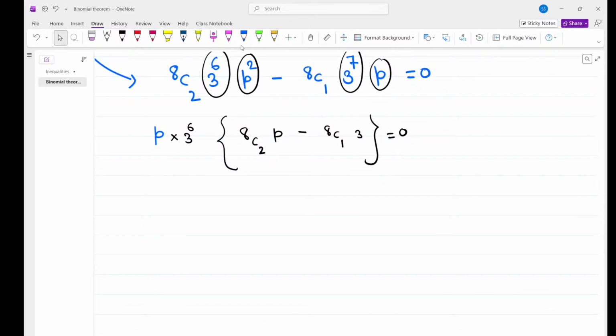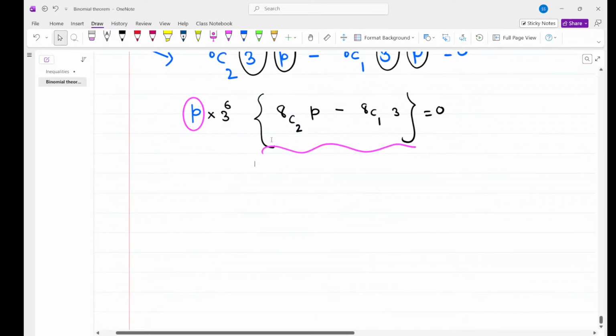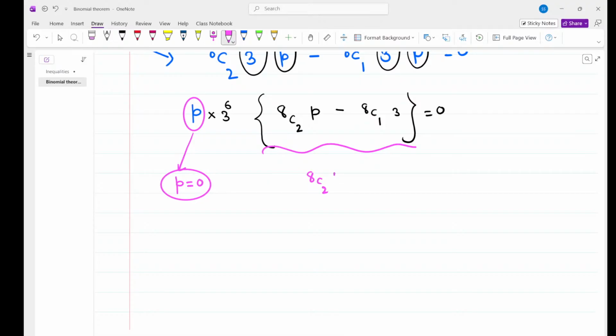Now you can see, sir, now we have the product of two numbers. This is the first number and this is going to be the second number. The product of two numbers is 0 when either this one is 0. We have discussed this, right? So I will say either p should be equals to 0 or this 8C2 times p minus 3 times 8C1 is equals to 0.